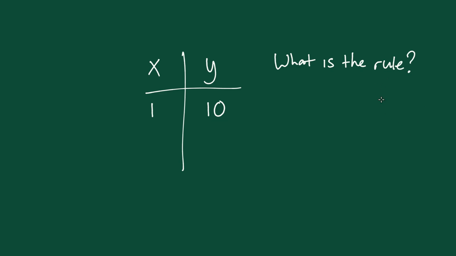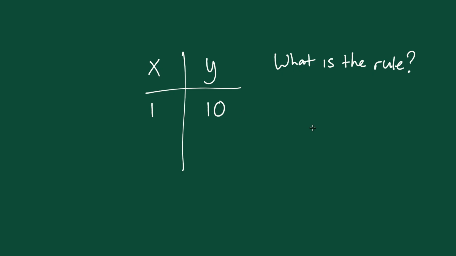You could figure out the rule by observing what happens between the input and the output. Now, if all you saw were 1 and 10, that would be impossible to figure out, because this could be any number of things. You could add 9, you could multiply by 10, you could multiply by 20 and then subtract 10, etc.